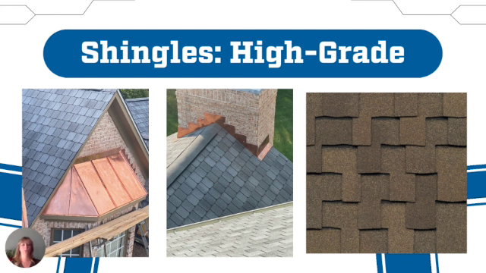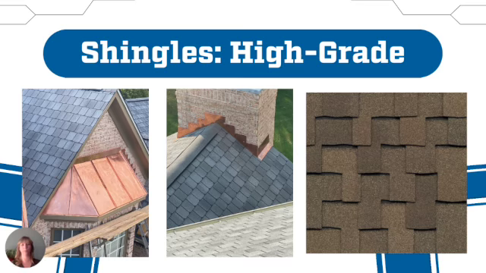The first two pictures are an example of a high grade home that had a class 4 shingle that looks like slate, but it's actually asphalt. And then that third picture there, that's a presidential shingle offered by GAF. So it's just a different look and typically a higher grade shingle, depending on how you would like your roof to look.